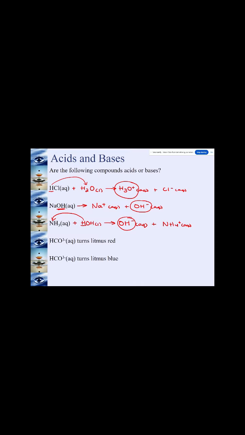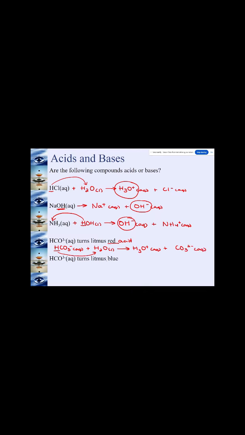Next, we have something that could act as a base because it's negative and could act as an acid because it has a hydrogen. It's telling us to treat it where litmus paper turns red. So that means we're going to treat it as an acid. So we're going to show how it's going to react with water. If it's acting as an acid, it's going to donate its hydrogen to water to produce, again, hydronium. And the CO3 will be left by itself as CO3 2- since it lost its hydrogen.